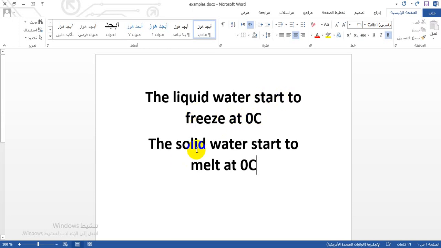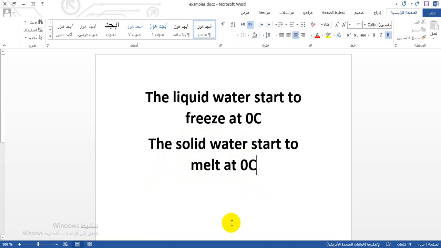What about the solid now? If you take some cubes of ice from the freezer and keep them outside in a warm room, what will happen to the solid water, the pieces of ice, the cubes of ice? What will happen to them exactly? The cubes of ice start to melt, but at which degree also? They start to melt at 0 Celsius degrees as well.